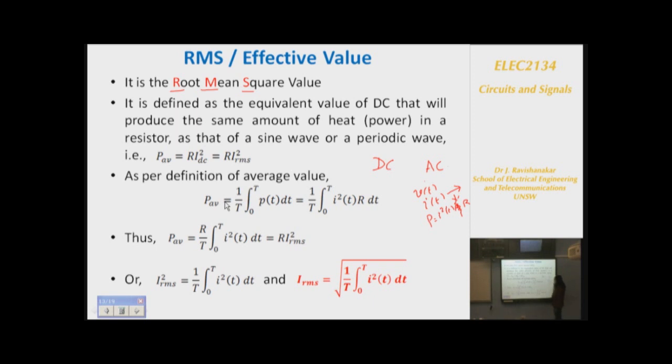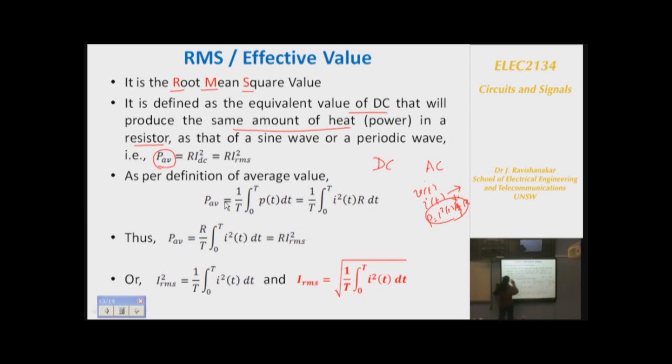Now, this is the heat produced by the AC. We have to compare the heat produced by the AC with that of the DC, and find out a DC current which will produce the same amount of heat in the same resistor. That particular value of AC we can call the RMS value. The equivalent value of DC produces the same amount of heat or power in the same resistor as that of a sine wave or a periodic wave. So we are actually comparing the power, which in this case is the average power.